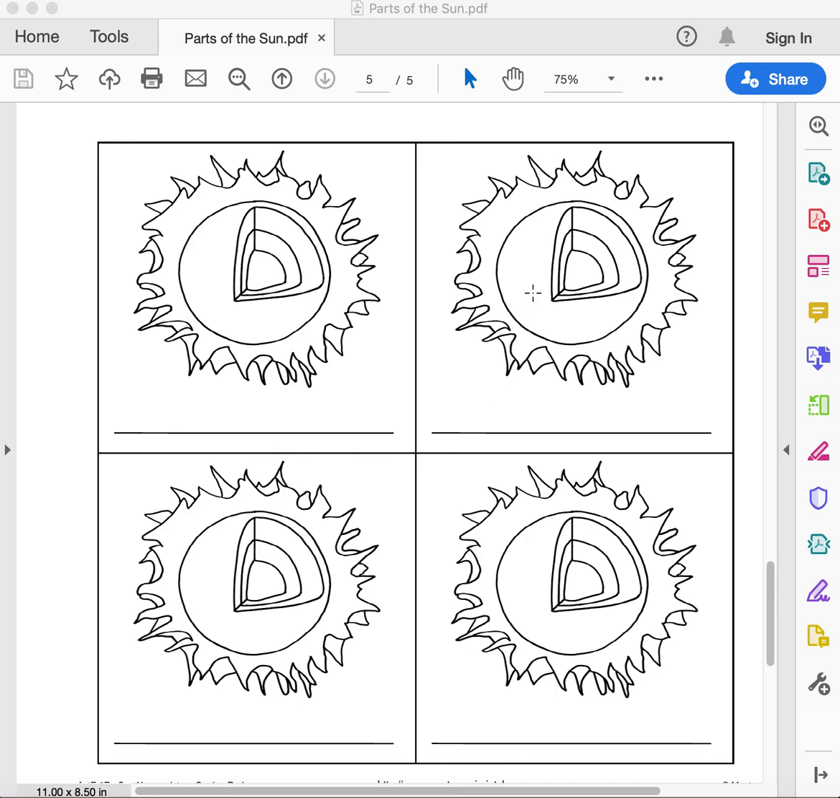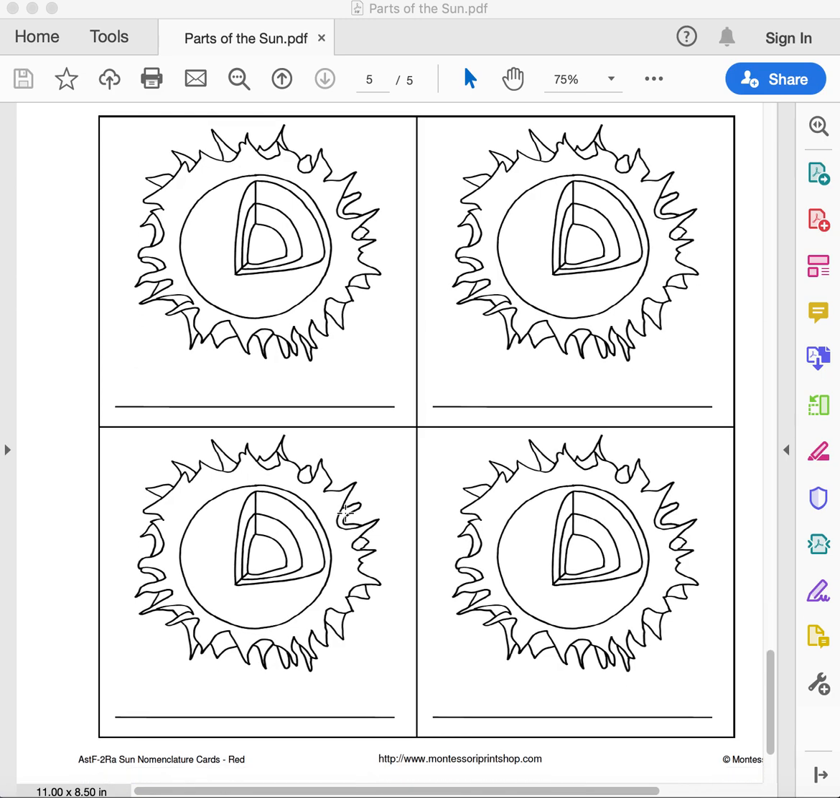Then I might go over here. I'm going to go over to this next one, and I might color in just this outside circle, and I would label it photosphere, because that's the photosphere. You're going to label all the parts of the sun, and then you're going to submit it on Seesaw.